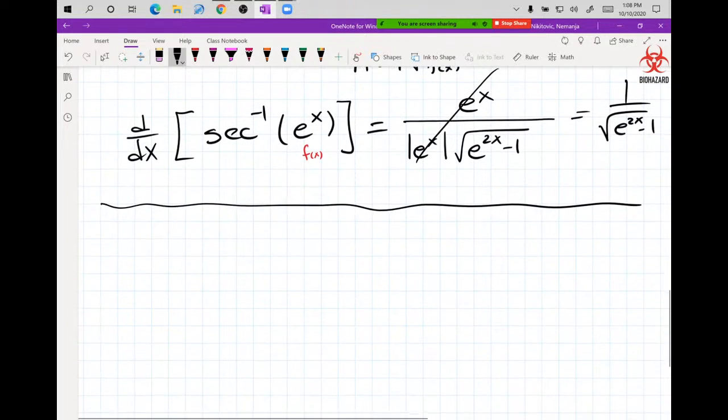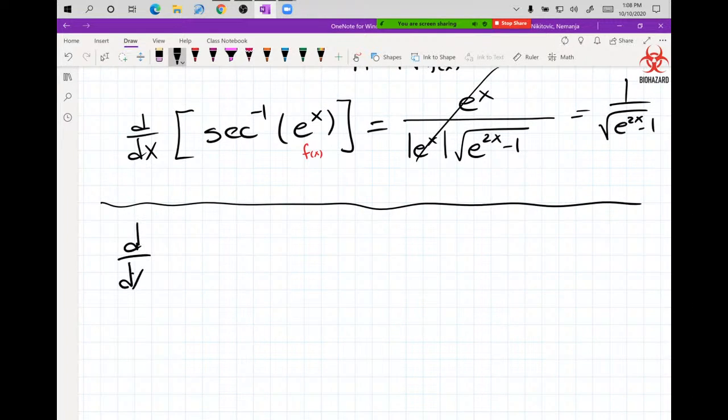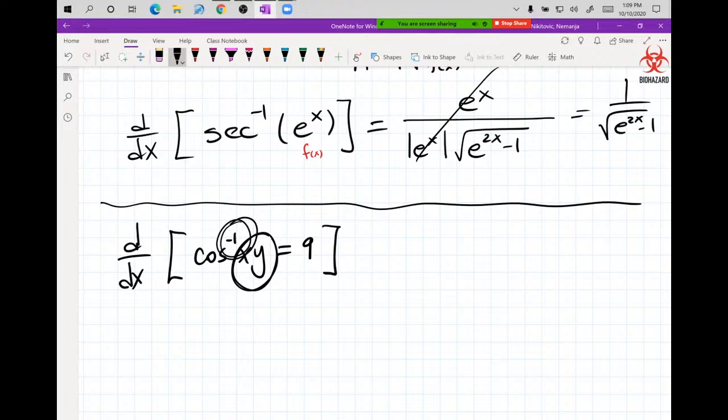So let's say you want to find the derivative of cosine inverse of xy equals 16. We use 16 a lot today. How about 9? You say, oh, this is implicit differentiation. I also have a product rule. I also have inverse cosine. Ugh, right? Just gonna plow through all of this.